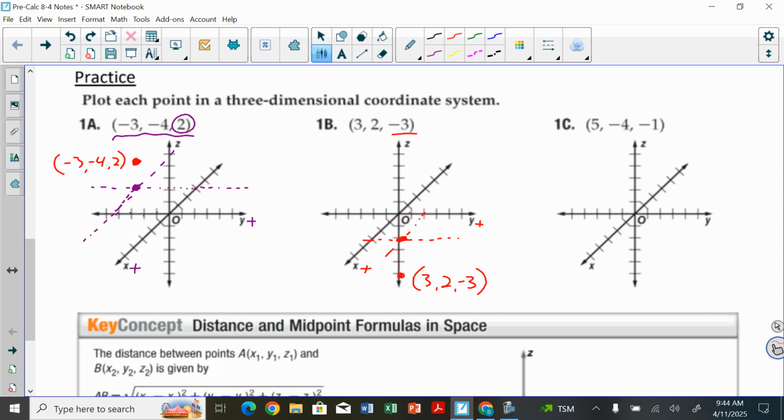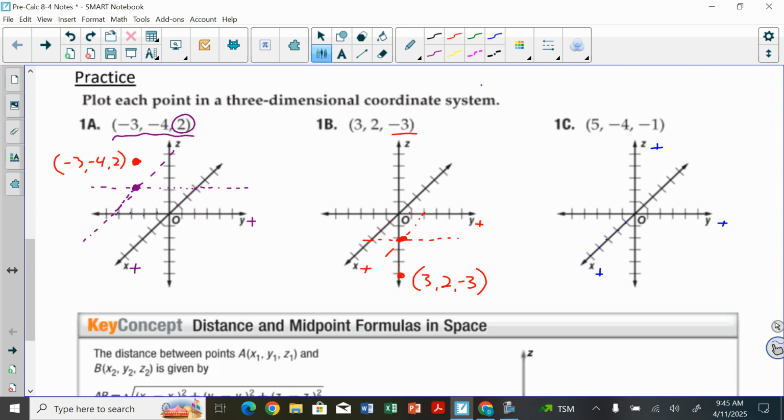So 5 on x. And if you remember, x is positive here, y is positive here, z is positive here. It helps us know. So when I do this one, my x is 5. So 1, 2, 3, 4, 5 here.